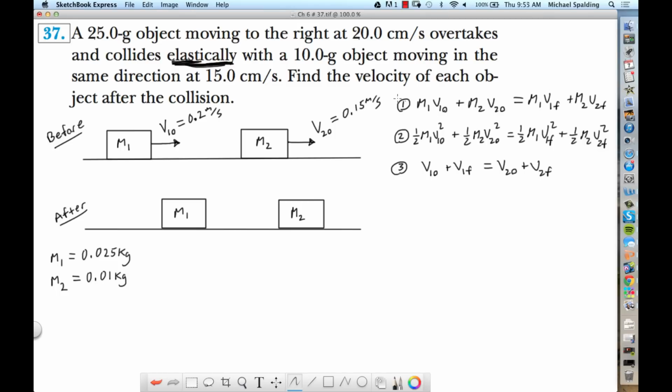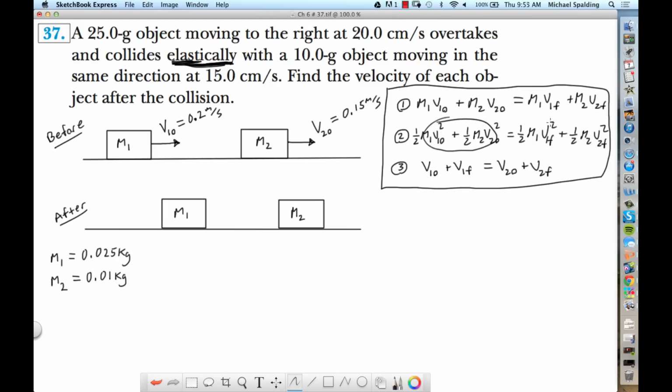All right, so I wrote equations out here. Equation number one here, what's this equation? Conservation of momentum. Equation number 2 is conservation of kinetic energy. All it's saying is you take your total initial kinetics, and that's going to equal your total final kinetics.